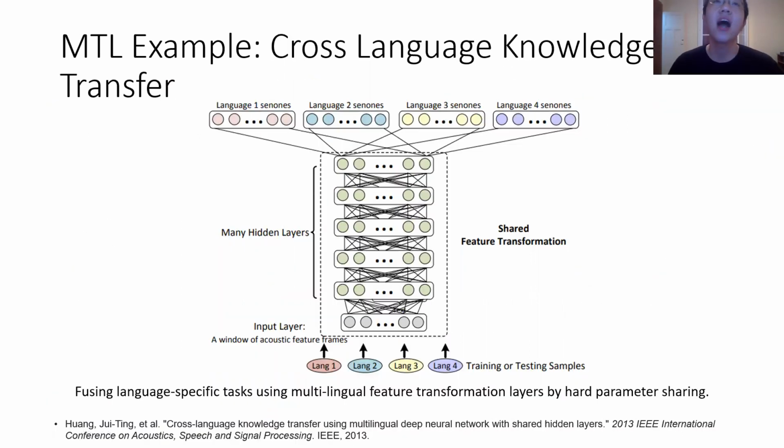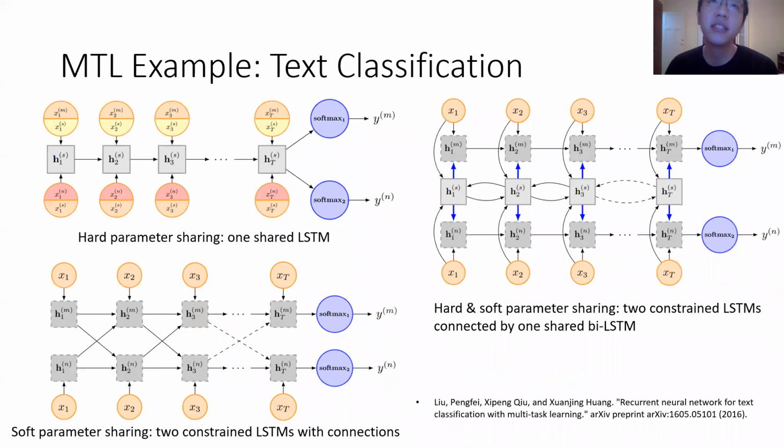As you can see, hard parameter sharing, while it is very basic and very simple, is actually very, very useful. All these examples I've shown you are published in very reputable journals or conferences. But now let's turn to something a little bit more complex. We're going to have a text classification example.